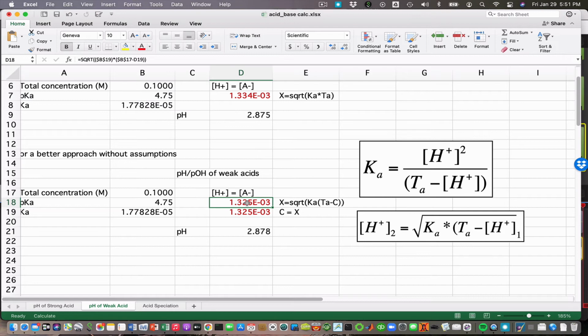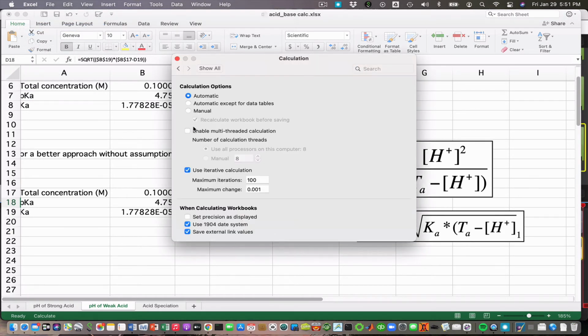If you do that, Excel will get angry unless you go to Excel preferences, go to calculation, and tell it to use iterative calculation. You tell it the maximum number of iterations; 100 is a good number. And you can set the maximum change, which I set to 0.001. These values keep it from getting into an infinite loop and spinning away forever and crashing the program.